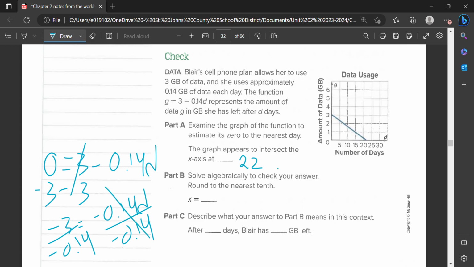I'll grab my calculator real quick. So you get 3 divided by 0.14. And that comes out to 21.4. So after 21.4 days, Blair has 0 gigabytes left. So that's why graphs sometimes aren't necessarily the best, because they're not as accurate as if you solve it. But you still get a rough estimate. We weren't that far off. We were 0.6 off, so it still gives you a good ballpark, but not 100% accurate all the time. Okay?